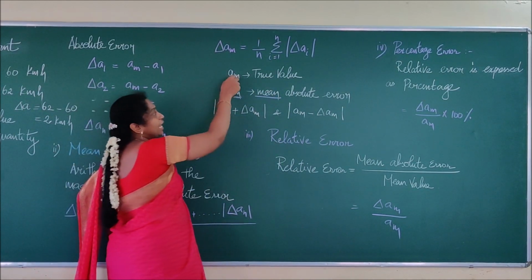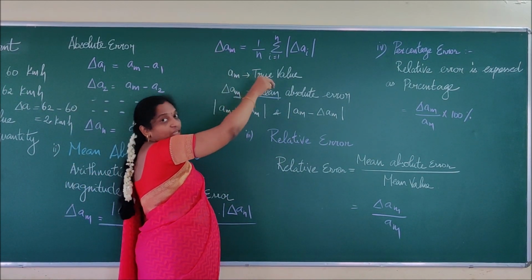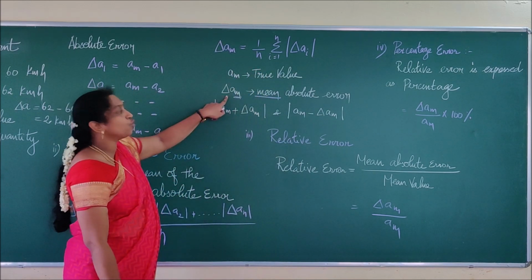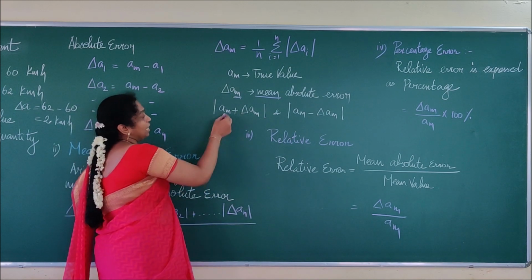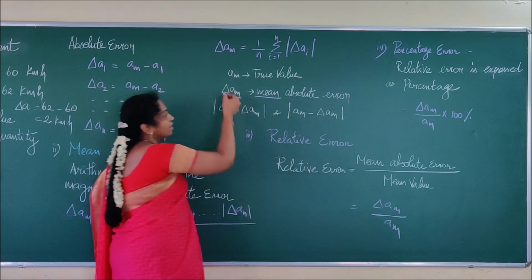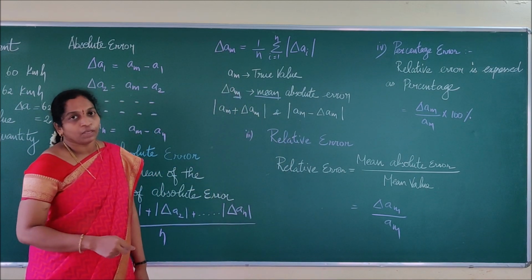If it is simply AM, it is the mean arithmetic true value. It is a true value. Then the magnitude of this value will lie between AM plus del AM and AM minus del AM. So that is the meaning of this value. Can you get it?